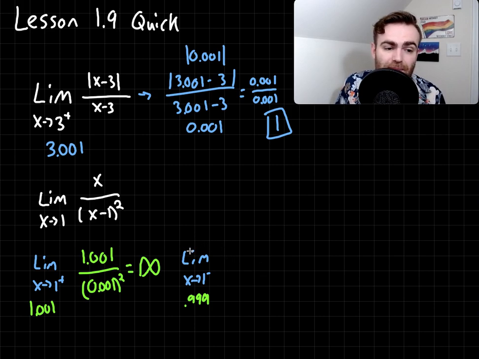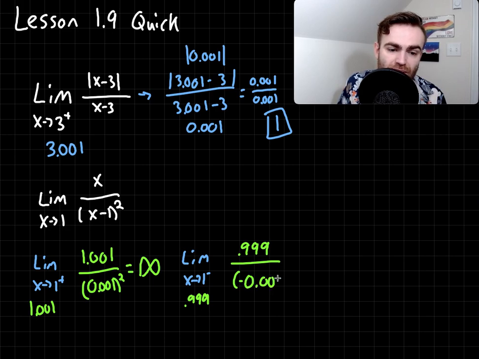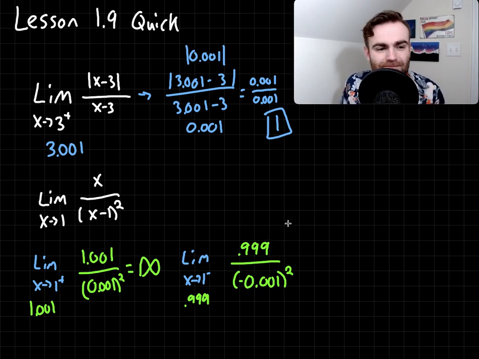Let's look at the left-hand limit. I would have 0.999 over 0.999 minus 1, which would be negative 0.001 squared. Now we can also rationalize about this one. 0.999, it's a number. I wouldn't say it's big, I wouldn't say it's small, but 0.001 is pretty small, and we're squaring it.